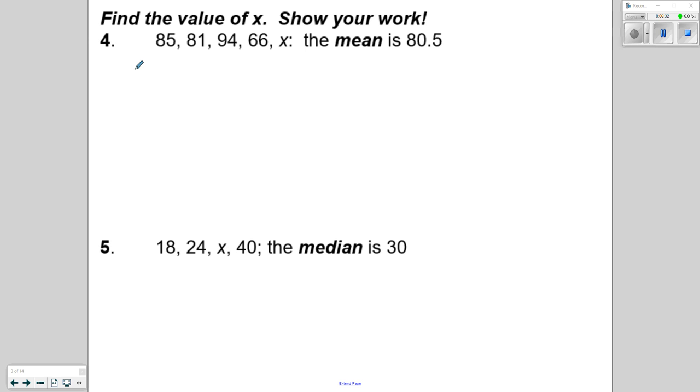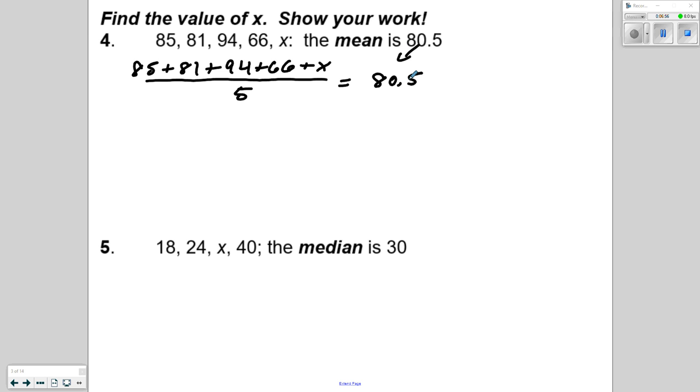So this is how we would normally find the mean. We'd add them all up and divide by how many there are. Now we've got 4 values, but we've also got another value which we're looking for. So we're going to write plus x divided by 5. That sum divided by 5 would give us this mean, that 80.5.